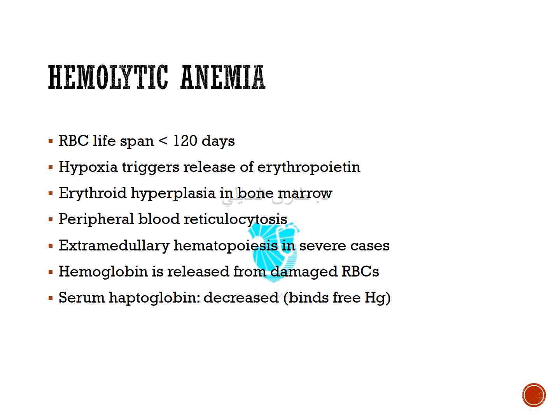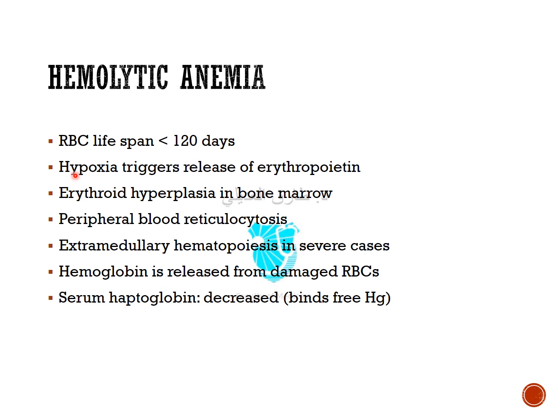Now we finished the first category, which is anemia of decreased production, and now we move to the second category, which is hemolytic anemia. Hemolytic anemia, simply the problem is in the survival of the RBCs. Normally, the lifespan is around 120 days. In hemolytic anemia, they survive much less than this number.